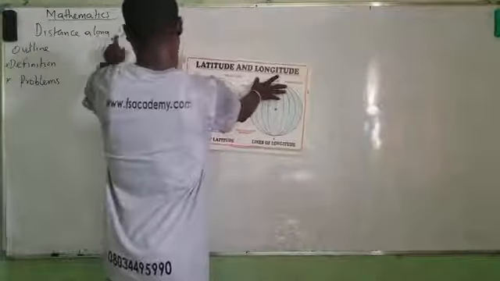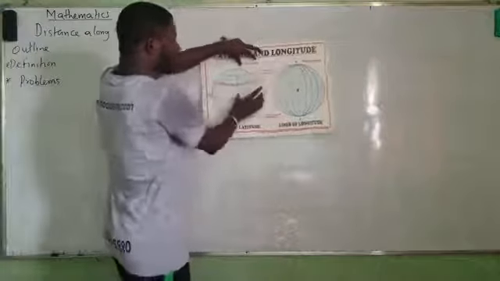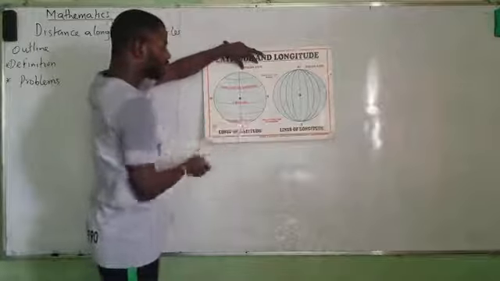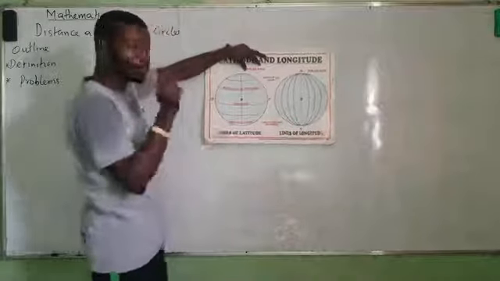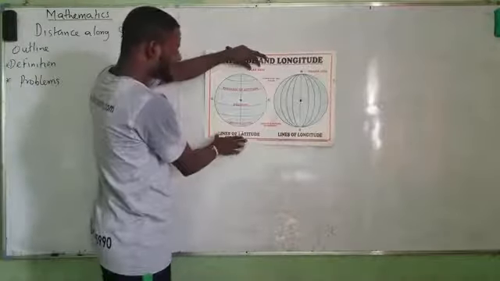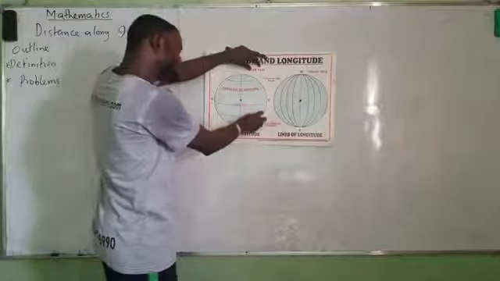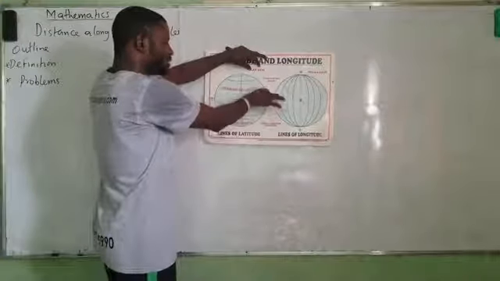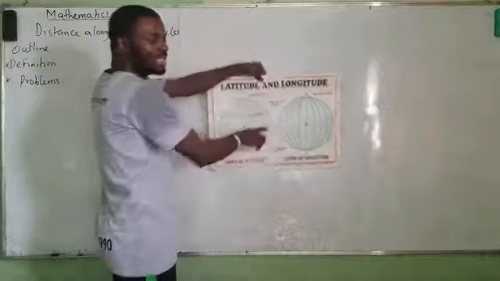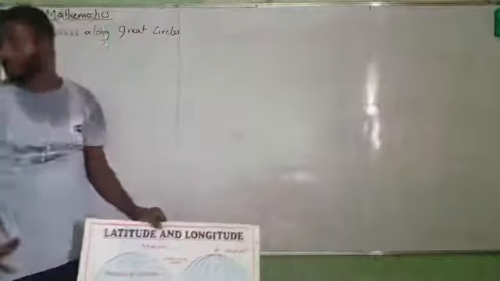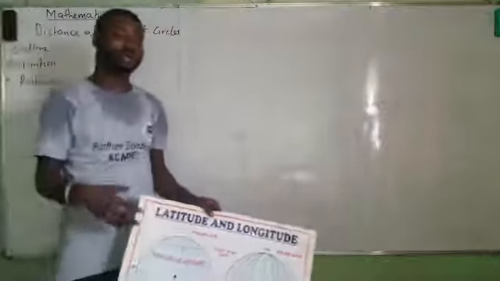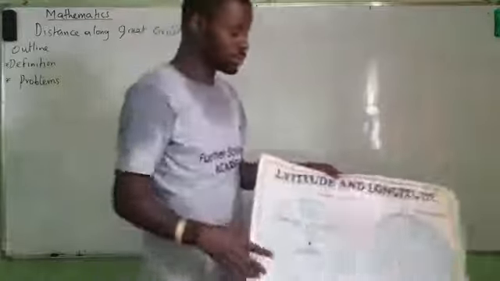I'm working on great circle here. Please, this is called a great circle. Now, the problem I will be working on in this particular video is the distance between this place and this place, or this place and this place. The next video will be on small circle and on distance along a small circle.